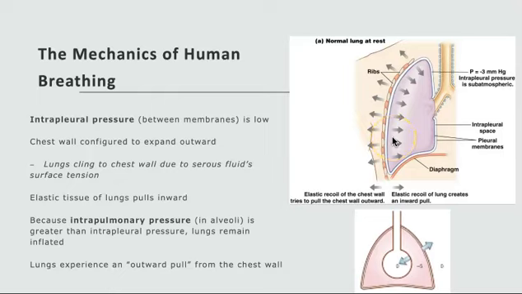So what happens overall is that because our intrapulmonary pressure, or the pressure inside our alveoli, is greater than the intrapleural pressure here, the lungs remain inflated. This is because our intrapleural pressure is always slightly negative. So it creates kind of a suction effect that is going to pull the lungs outward and keeps them inflated against the chest wall, even when we exhale, especially because of that residual volume that we have within our lungs.